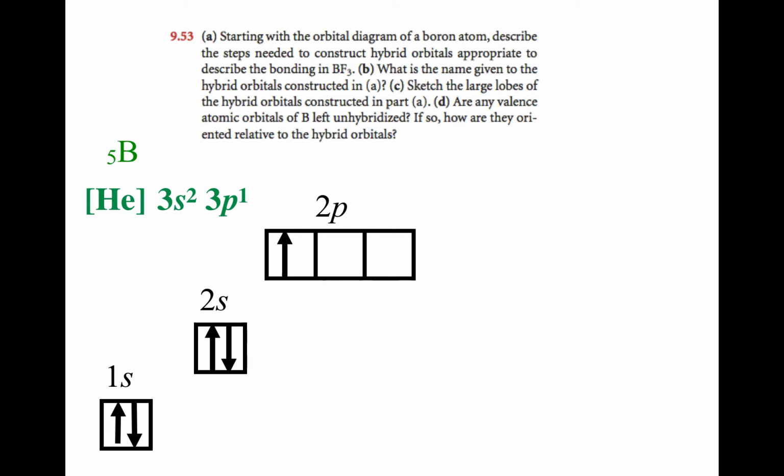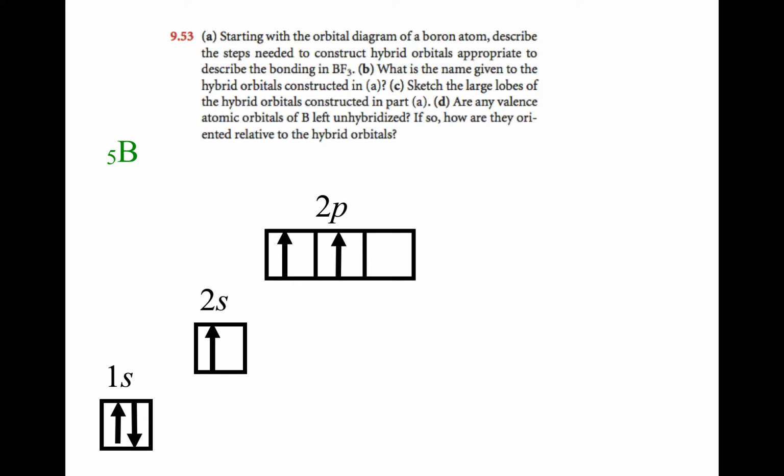Well, let's start with A. Right, so this is our electron configuration for boron. We have 3 valence electrons, 2 of them located in the 2s, 1 of them located in the 2p. So if we're going to hybridize for 3 bonding positions, boron's got to bond to these 3 fluorines, we promote an electron from the 2s up to the 2p.